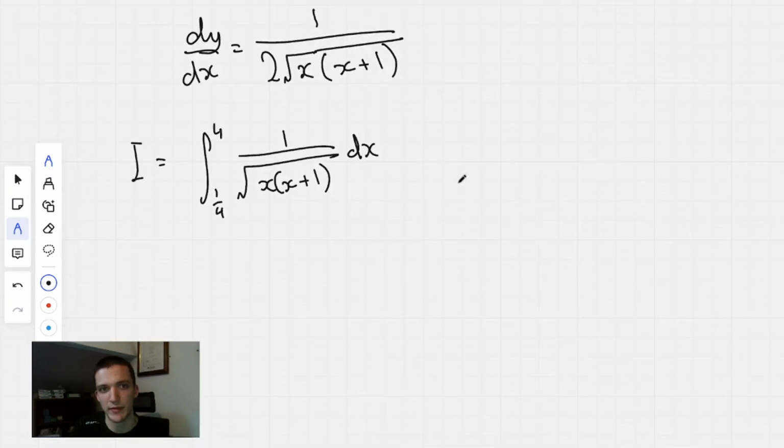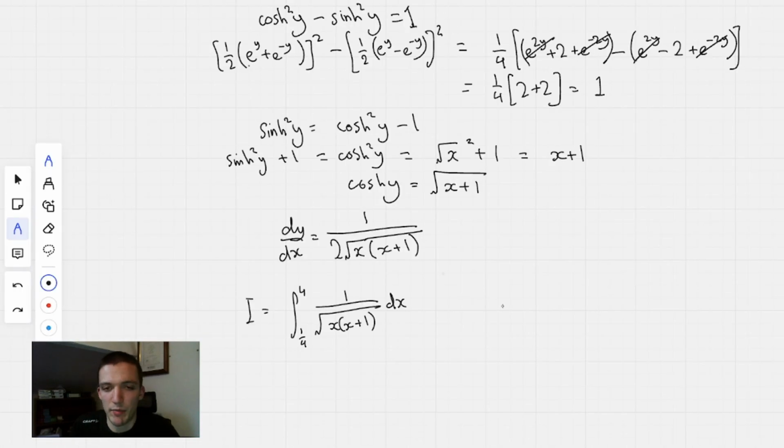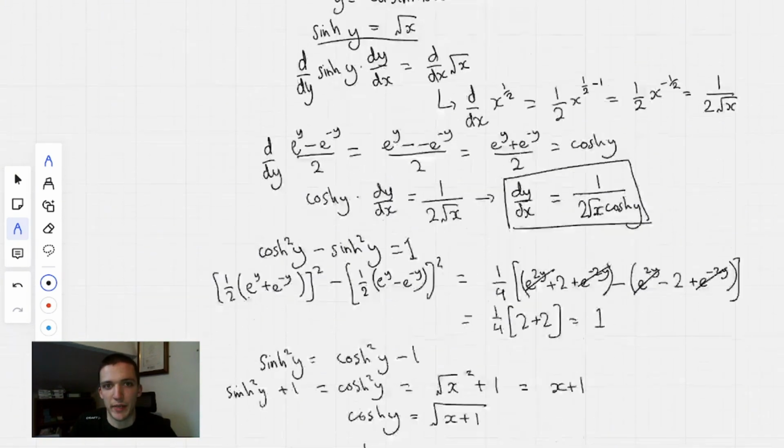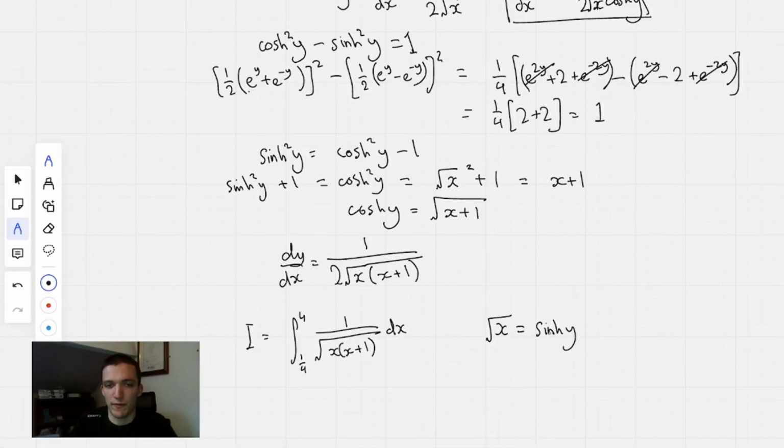There's no other numbers anywhere. So this is our integral. Now what they probably want us to do is use the expression given above. We had that root x was equal to sinh of y, right? That's the thing up there. If this differentiated gives this thing right here, then this integrated should give something resembling this thing right here. That's why it's probably a useful substitution to use.